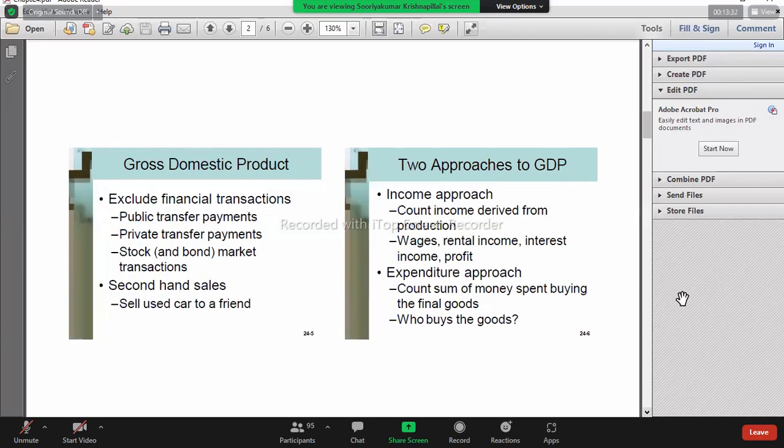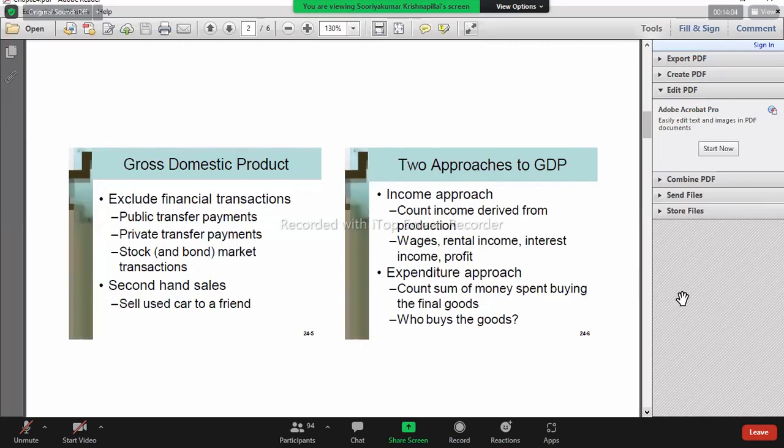And private transfer payment. So your parents give money to you. That money is not involved in any production, so that transaction also should not be included in the GDP. Only a money transaction that is involved in production will be included in the GDP calculation.